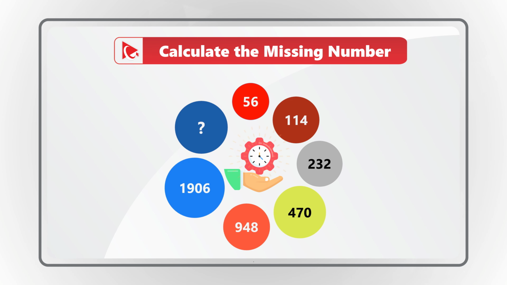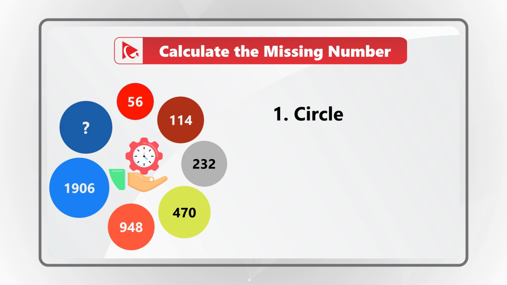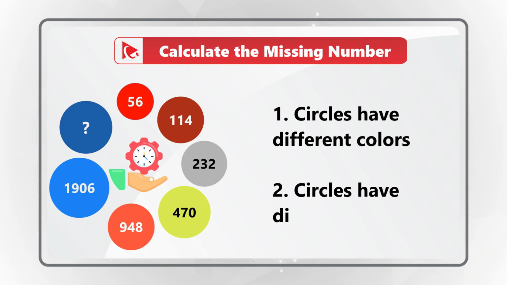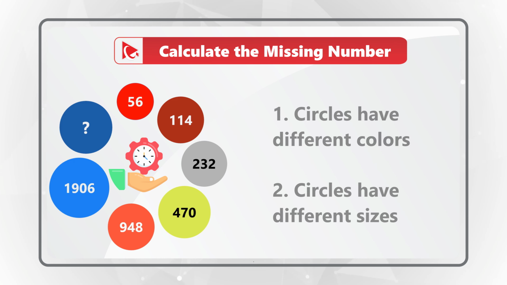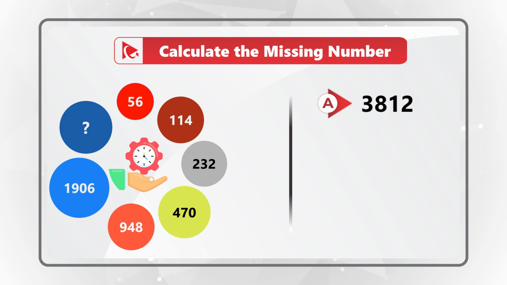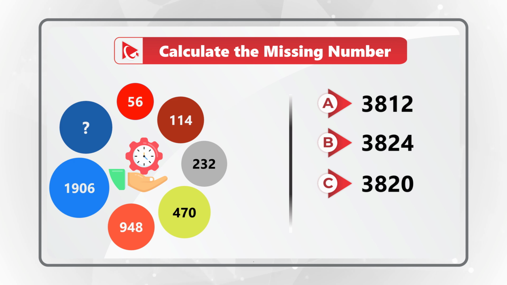What's interesting about this problem is that all circles have different colors, and some circles have the same size, and other circles have different sizes. But regardless, you need to select one of the following 4 choices. Choice A, 3812. Choice B, 3824. Choice C, 3820. And then choice D, 3800. As I mentioned, this is a tricky problem, but regardless, I'm moving forward to reveal the final solution to you.